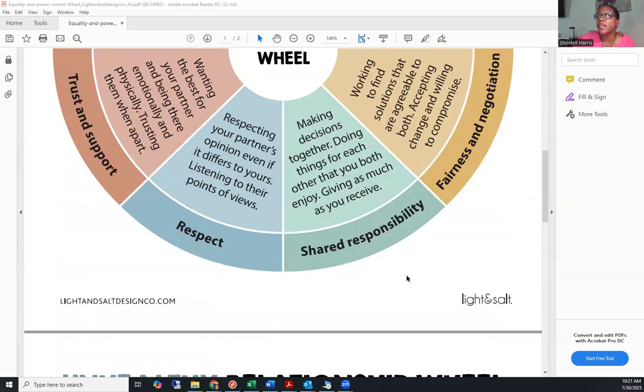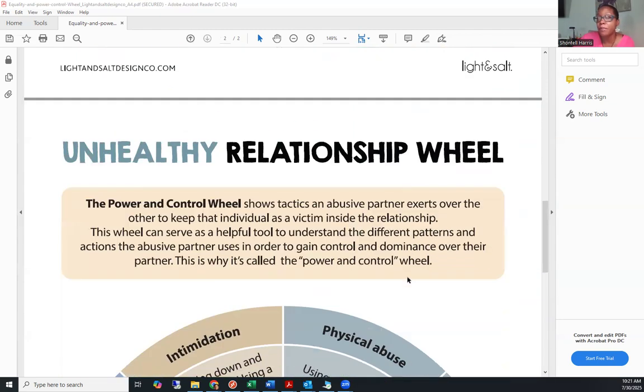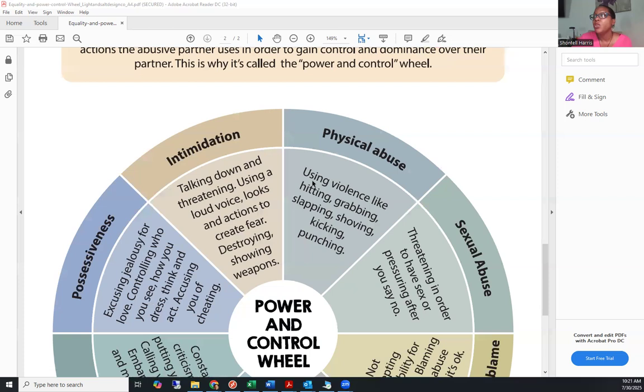Physical abuse, I think, aligns with physical affection. So it's the opposite of physical affection: physical abuse, using violence like hitting, grabbing, slapping, shoving, kicking, and punching.